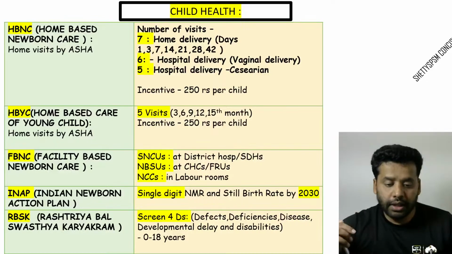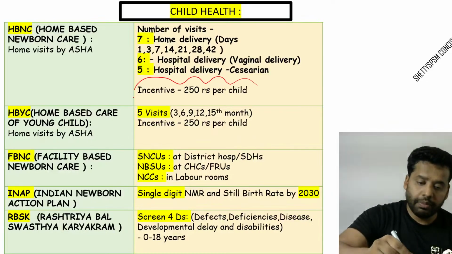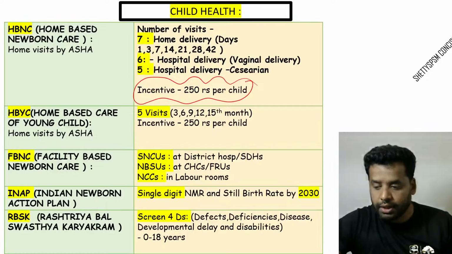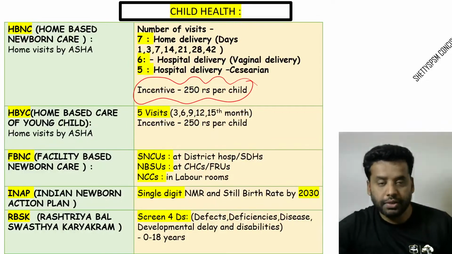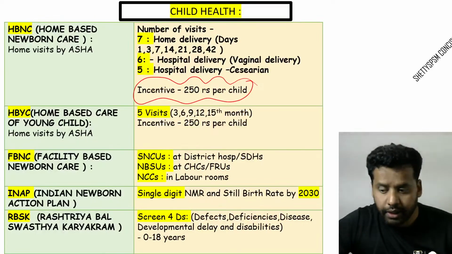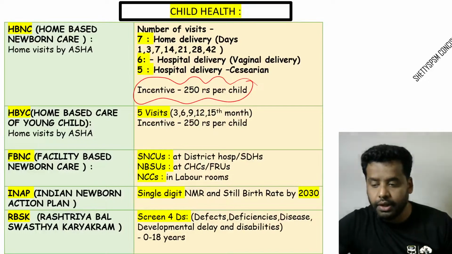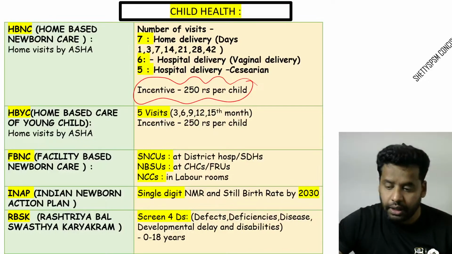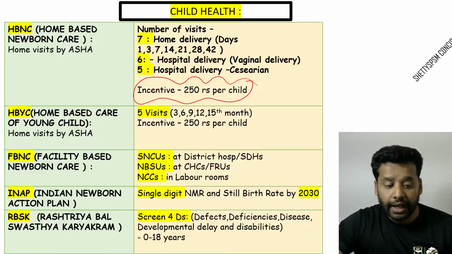Incentive for the Asha worker is 750 per child. Remember the incentive given. 750 per child. Don't make a mistake in this. It is 750 per child. Then, home-based care of young child.